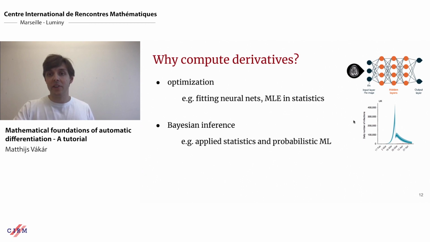Here you're seeing a graph of a recent coronavirus model. It's the official British government model for coronavirus forecasting, and it uses Stan under the hood. So people do actually use Bayesian inference, and therefore automatic differentiation, in practice at the moment to solve important societal challenges.